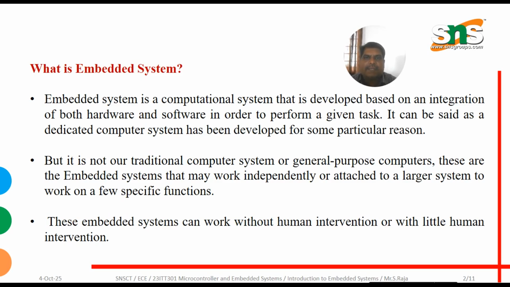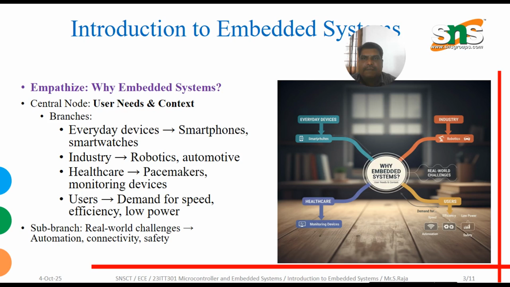For example, the washing machine's purpose is to run and wash the clothes. The automatic chocolate vending machine has to provide a chocolate based on the user's needs. Any embedded system has its own specific task. It's not like a traditional computer. Embedded systems may work independently or be attached to a larger system to work on specific functions. These embedded systems can work without human intervention or with little human intervention. So either they may be automatic, or sometimes they also work in a manual mode.